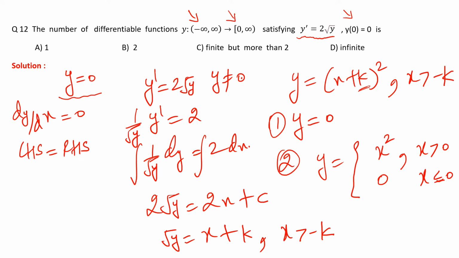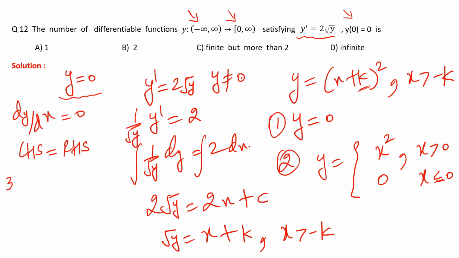Secondly, 0 is also differentiable for x less than or equal to 0, and at the point of susceptibility, that means where this function is changing its definition, that means x equal to 0, it is again differentiable, because when you differentiate x square, it becomes 2x, and when you find its right hand derivative, it comes out to be 0, and left hand derivative is already 0. So that means this is differentiable throughout, right? Now similarly, we can form other functions as well.